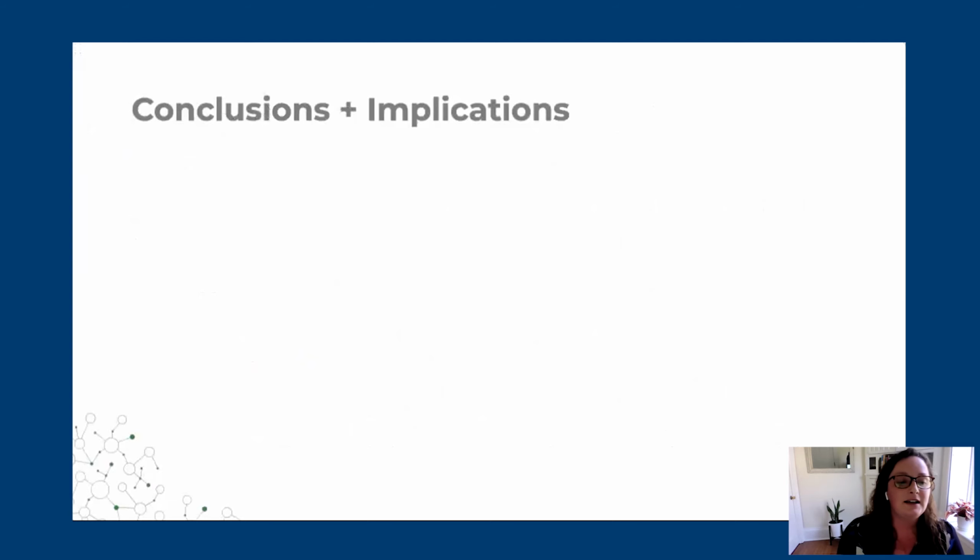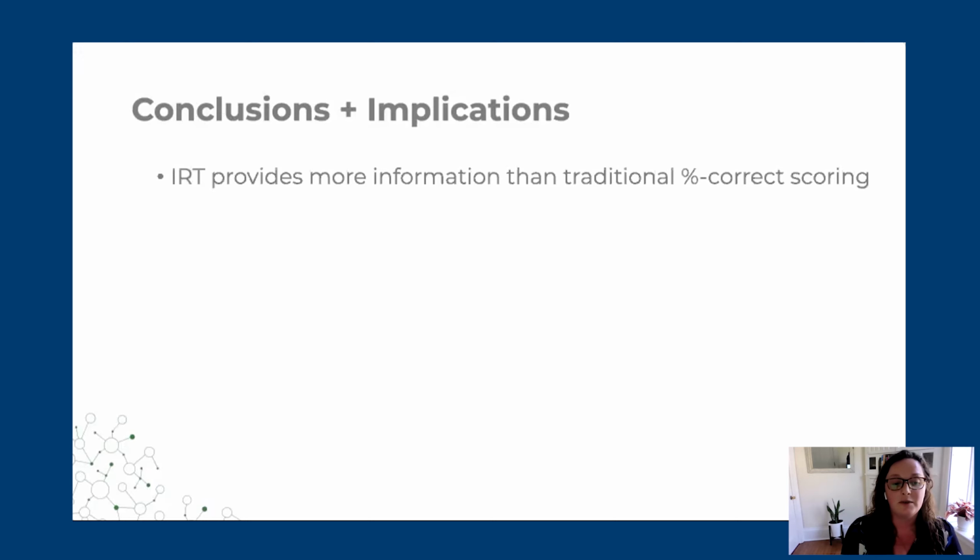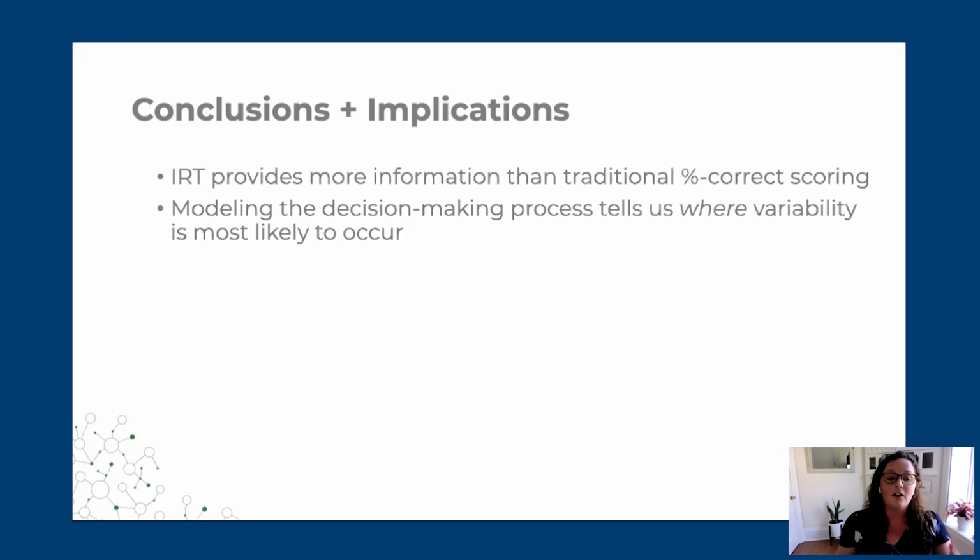And so finally, some conclusions and implications here. First, IRT provides more information than the traditional percent correct scoring because we are accounting for both the proficiency, the participant effects, and also how difficult the particular subset of items that each examiner saw was. We can also model the decision-making process overall using a tree. This is really useful because it tells us where that variability is most likely to occur. Here we found that it wasn't really in distinguishing between closer to a match or closer to a non-match, but more in making those no value or inconclusive decisions, and that this is after accounting for the effects of the items that they saw.